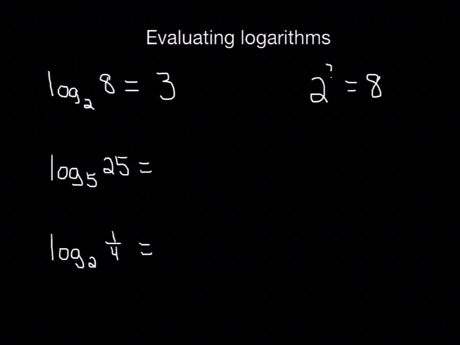Same thing for this next one. Look at it. If you converted this to exponential, it's 5 to what power equals 25? Well, 5 to the 2nd power is 25. So the answer is 2, right? 5 to the 2nd power is 25.